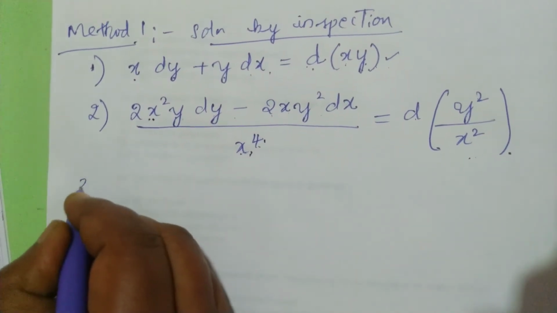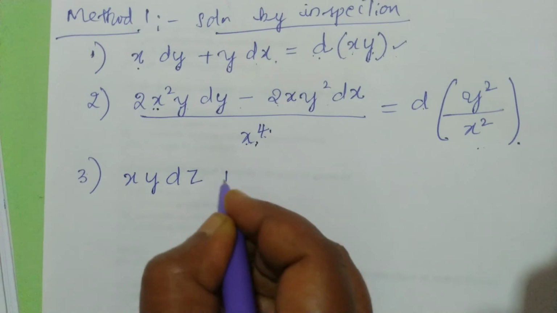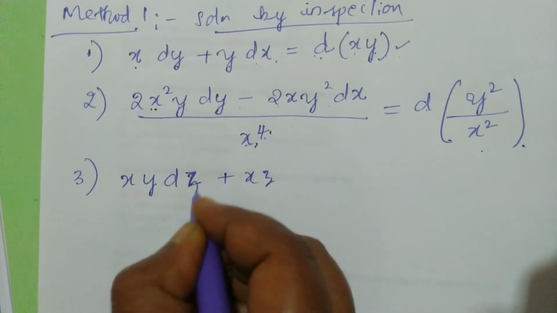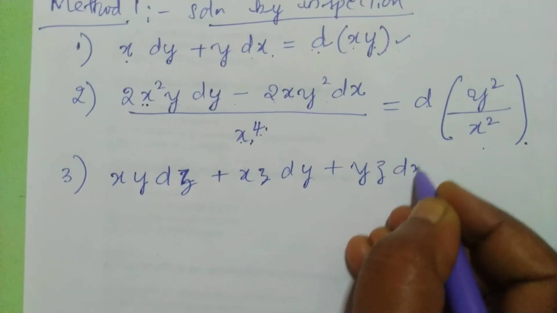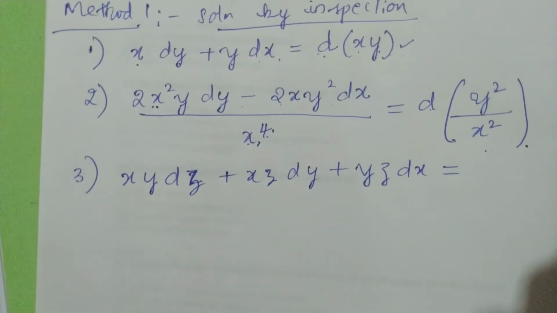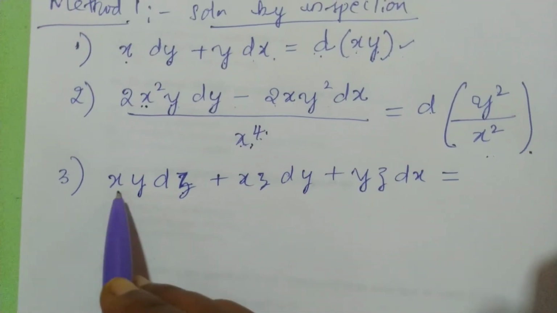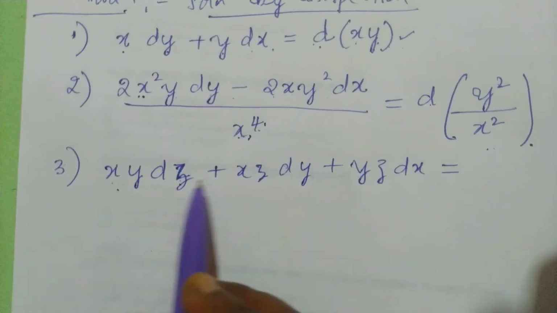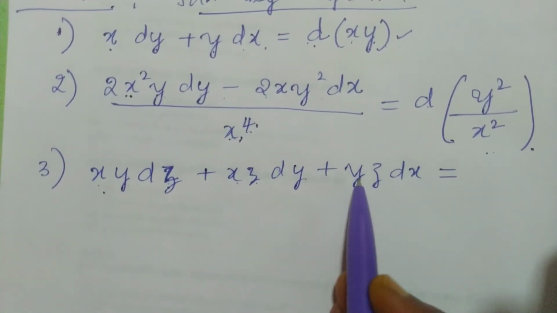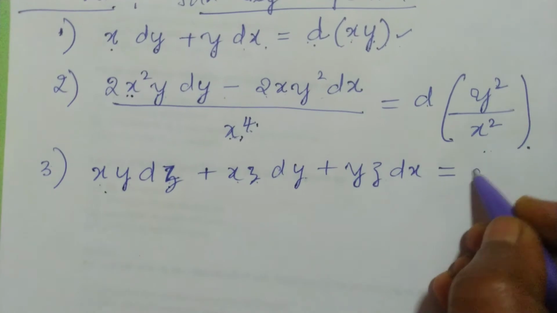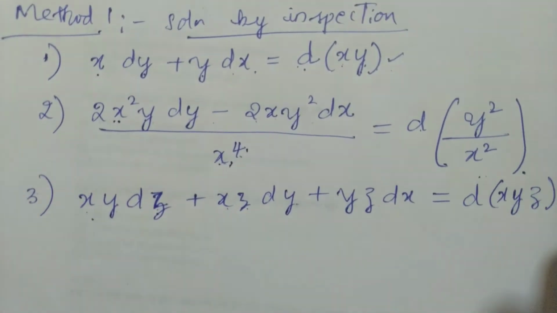Now similarly, let us consider the third one. We have xy dz plus xz dy plus yz dx. Now what is this? It is again the product rule with three variables in it. So two functions, differentiation of one function, keeping two constant. Here also we are keeping two constant and differentiating one function. Here also in the same way. So it is the differentiation of three functions, that is x, y and z.